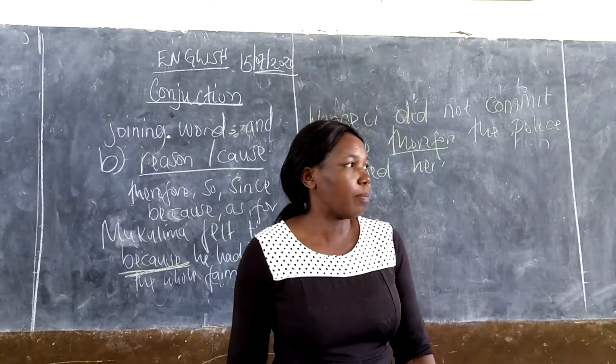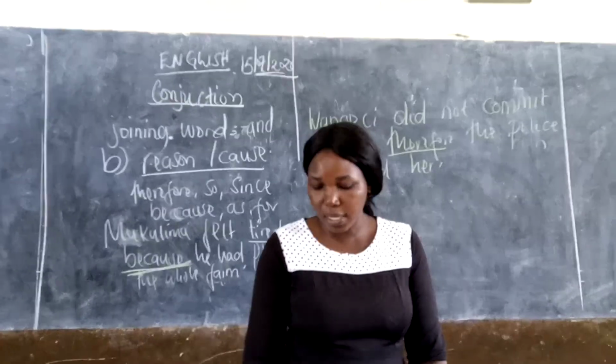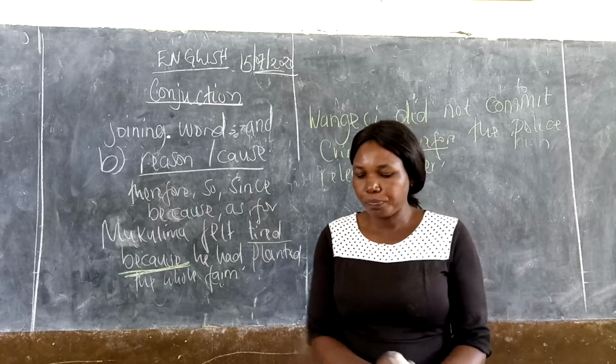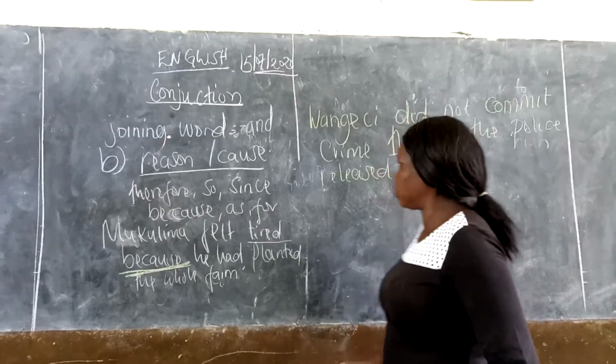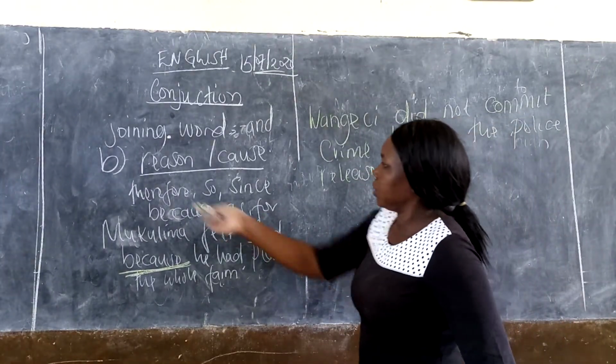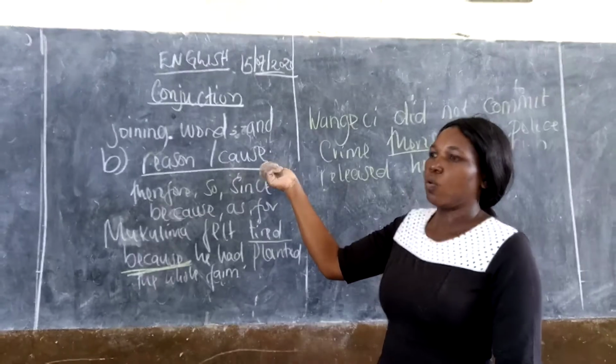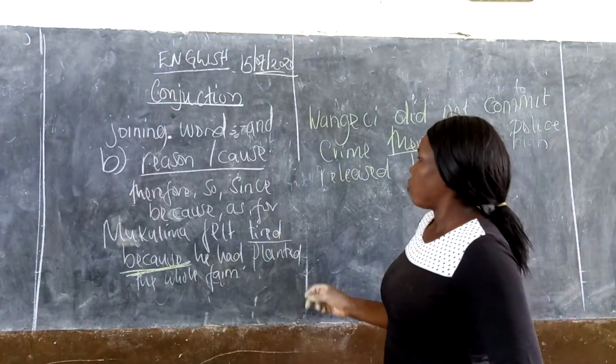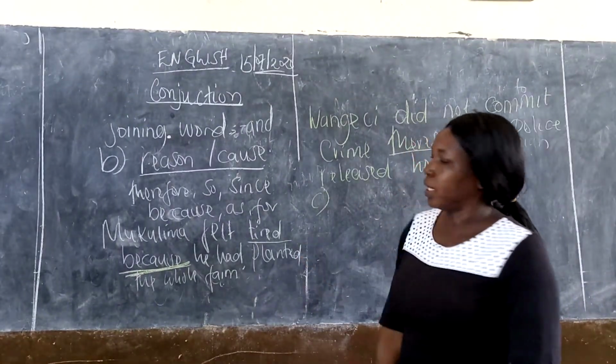That is another type of conjunction. Here, this is the reason or cause. Why did something happen? We are giving a reason. Now, we have another type of conjunction here.